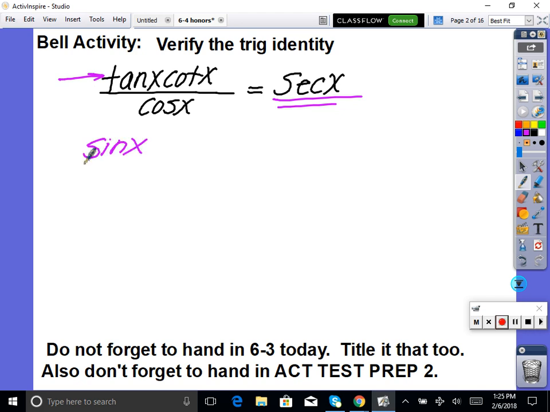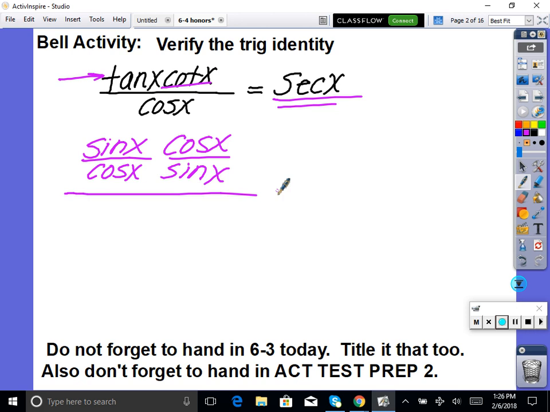Okay, so sine of x over cosine of x. Everybody watch. This is noticeably different than many of you did it. She is absolutely valid. I love it. It's beautiful. Then we have over cosine of x. So then what's your thought process?